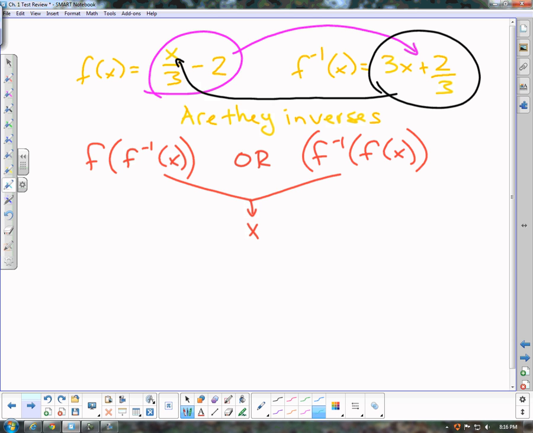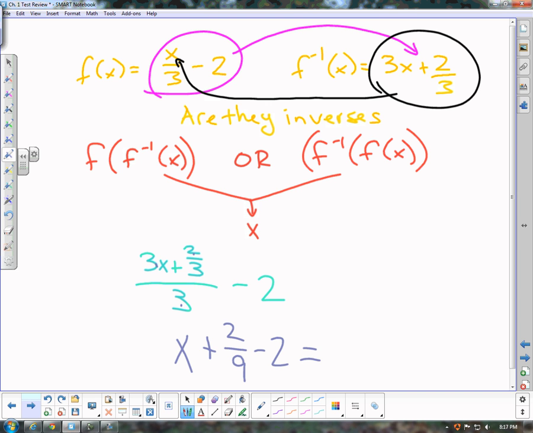So substituting in, we're going to do the black one. So we are going to have 3x plus 2/3 over 3 minus 2. And so now 3x over 3 is x. 2/3 divided by 3 would be plus 2/9 minus 2. And that is not going to equal x. It's going to be x minus 1 7/9. And so therefore, they are not inverses of each other because we have this negative 1 7/9 attached to the end of it. And that's proving that they're not inverses.